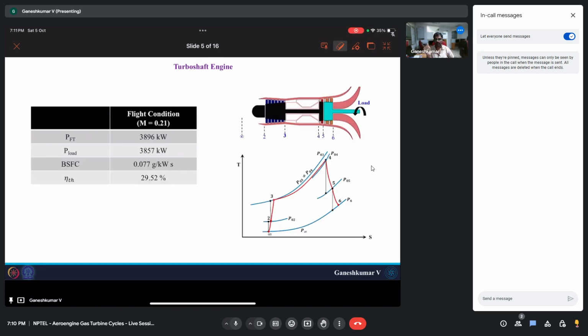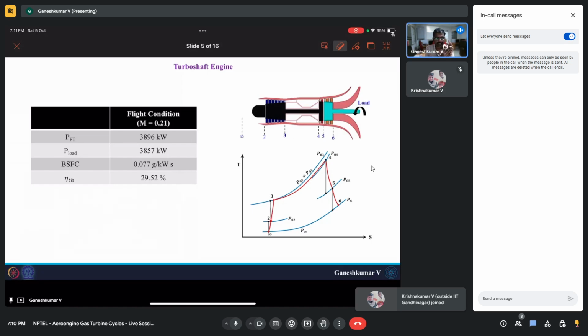Now, what we did in the lectures was for flight conditions. The power of the free turbine was around 3.89 megawatts, and since the turbine and the connected load have some mechanical efficiency, the power delivered to the load is around 3.857 megawatts. And the brake specific fuel consumption, which is nothing but the fuel economy, is around 0.077 grams per kilowatt second.